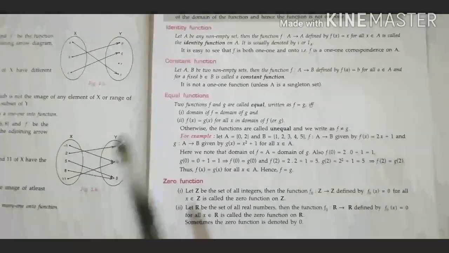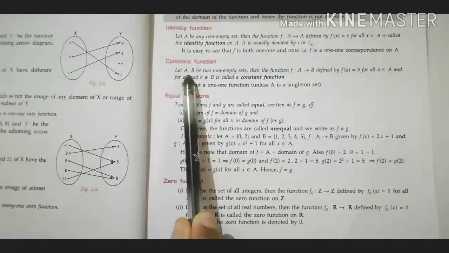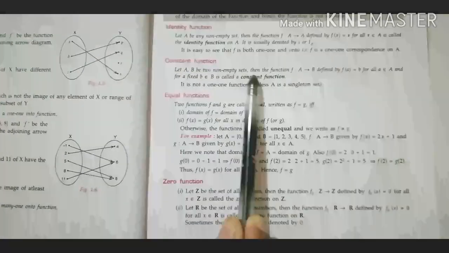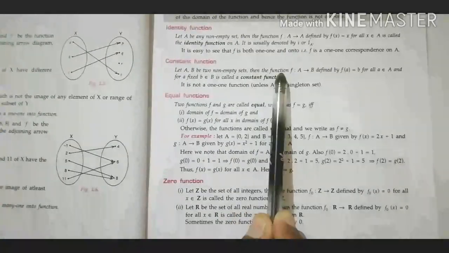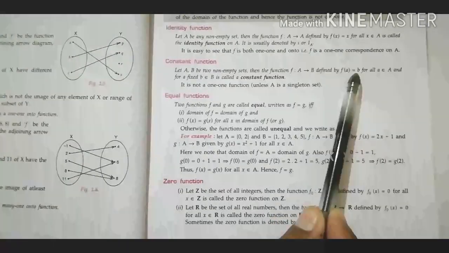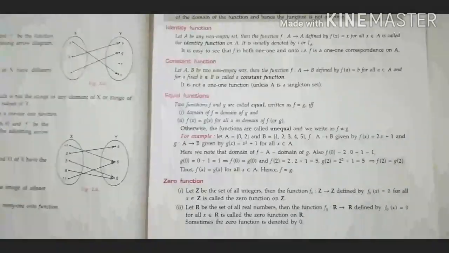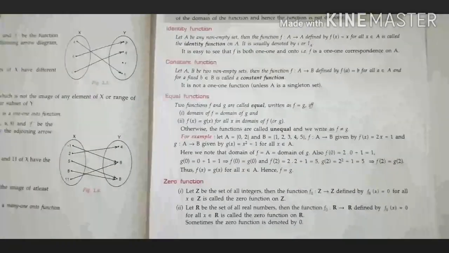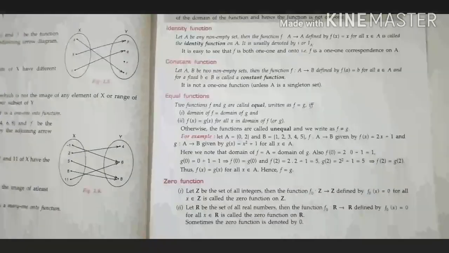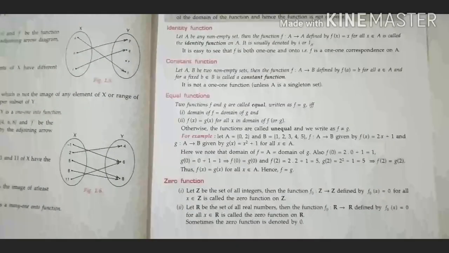Next thing, it is the constant function. Its definition is: let A, B be non-empty sets, then the function f from A to B defined by f(a) = b for all a belonging to capital A. That means different elements of the first set must have a unique image in the second set.